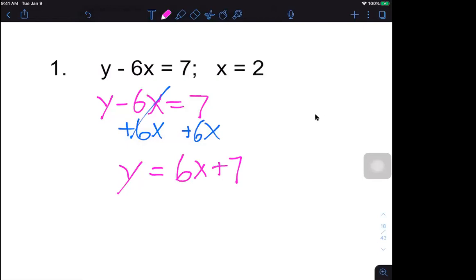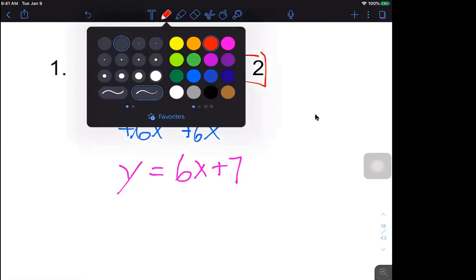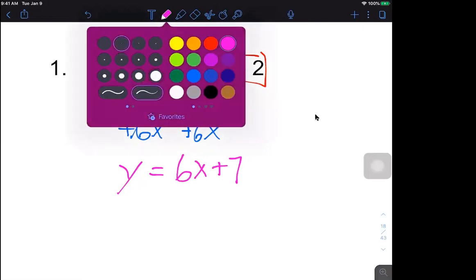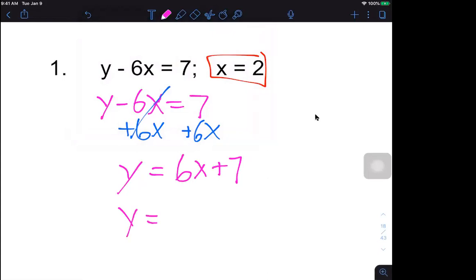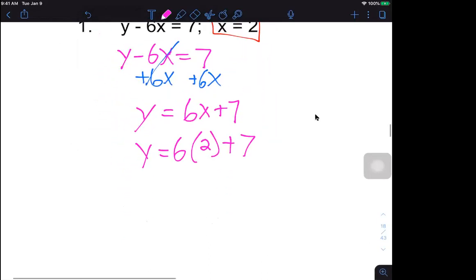The next step is that now we're going to plug in. So we look up here, we have x equals 2. Anytime we plug in, I've said it a million times, we use parentheses. So we're going to use parentheses and put the 2 in, and I think everybody here knows how to do this step. Michael, what's 6 times 2 give us? 12. Plus 7, what do we get? 19. Wonderful. And that's it.